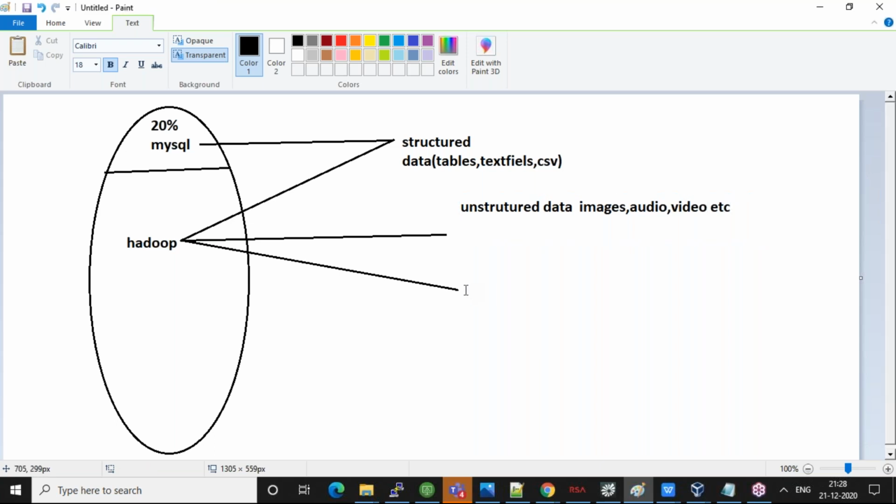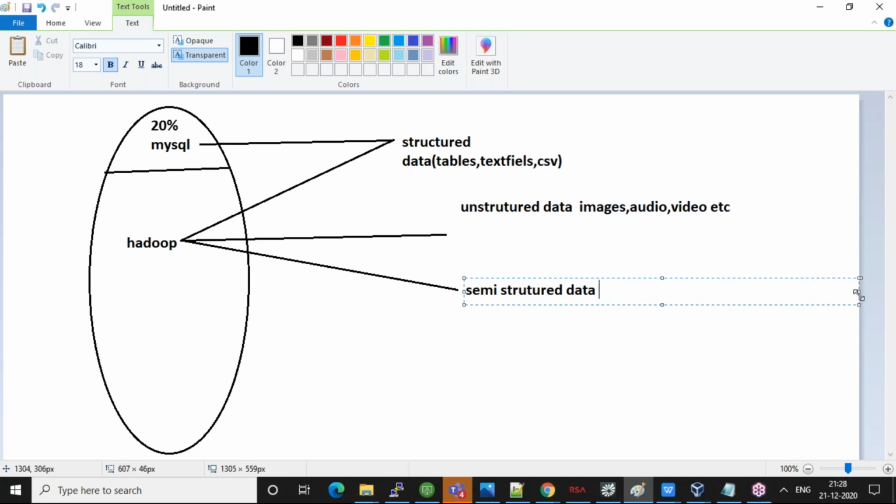And what are the semi-structured data? Semi-structured data examples are JSON, Avro, Parquet, log files, XML, ORC, etc. So by using Hadoop, we can process all types of data.